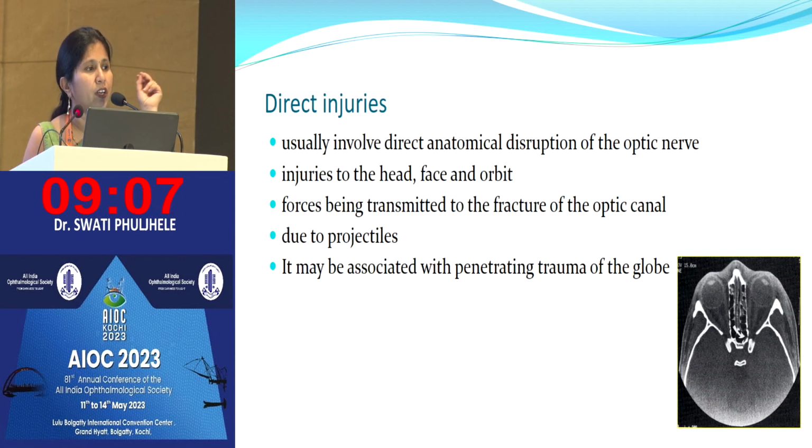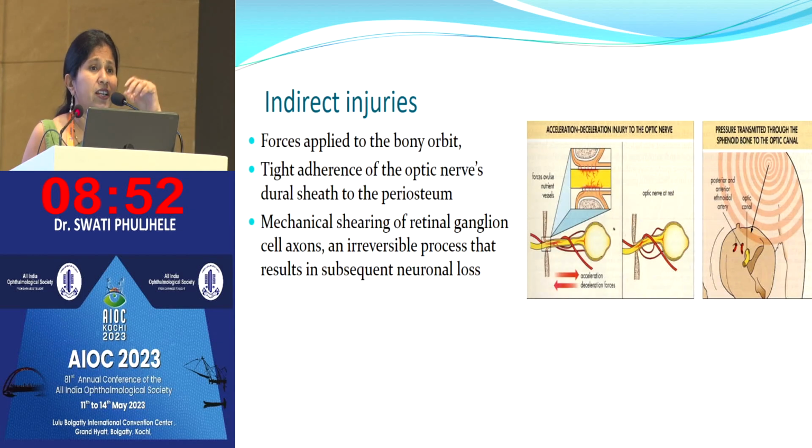The other mechanism could be a foreign body which acts as a projectile and gets lodged in the optic nerve. The third mechanism could be direct penetration by the foreign body, which is penetrating trauma rather than closed trauma. Now, indirect injuries, interestingly, are not so visible. It's because of the force which is transmitted through the bony orbit to the optic canal. And as we all know, the optic nerve is very tightly adhered to the periosteum at that region, and that's the reason why it's the most common site of indirect trauma. These forces get transmitted, and then there is a shearing of axons leading to traumatic optic neuropathy.